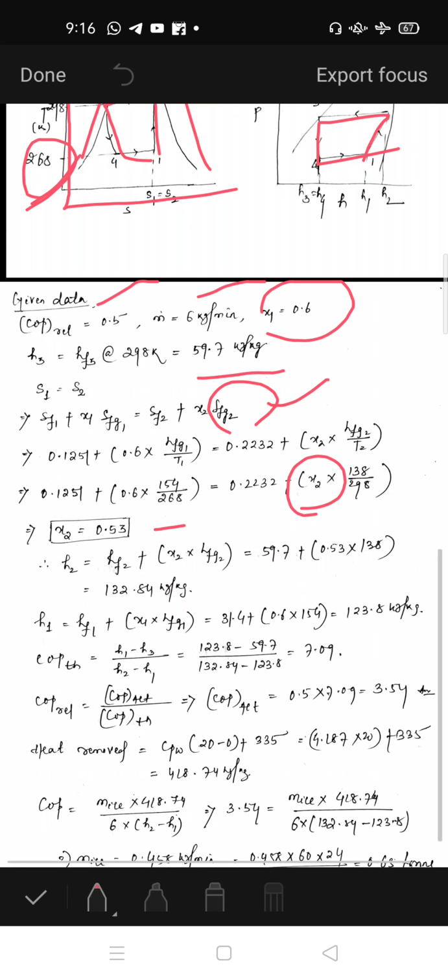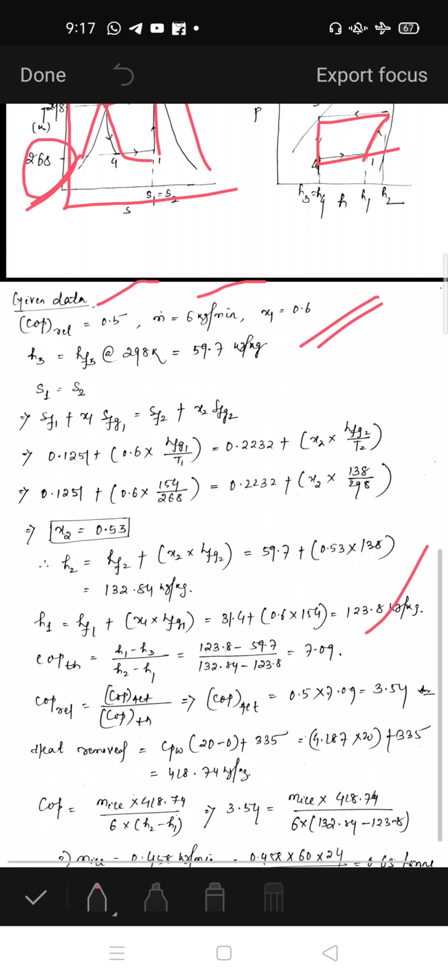If you know the value of X2, you can find the enthalpy at that point, that is H2 will be HF2 plus X2 into HFG2. Put all the data in the equation and find the value of H2, that is 138.84 kilojoule per kg. Okay, so this is clear. Now one term is left, that is our H1. It is very simple, you know the dryness fraction, that is 0.6, so H1 will be HF1 plus X1 into HFG1. Applying all the data, you find H1, that is 123.8 kilojoule per kg.